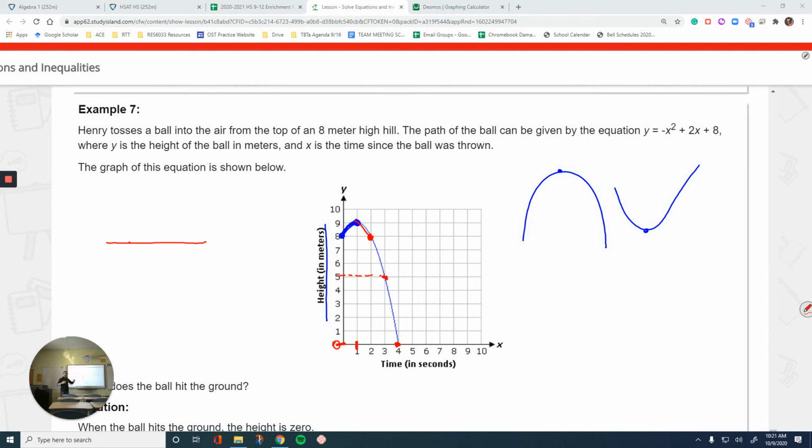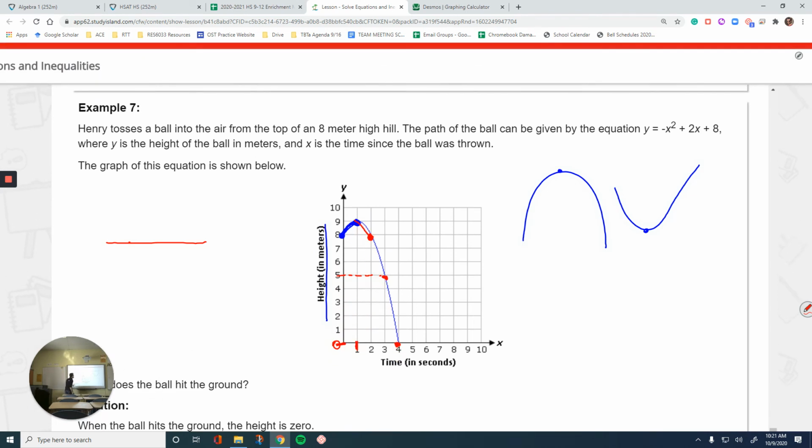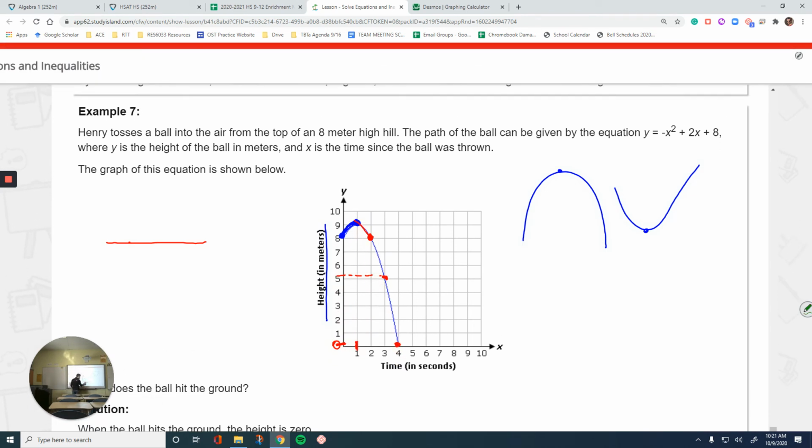Now let's read the question. Now that we talked about the graph that we see, the path of the ball can be given by the equation, blah, blah, blah. We don't care what it is. But y is the height of the ball in meters, and x is the time since the ball was thrown. The graph of this equation is shown below. When does the ball hit the ground? The ball hits the ground at this point. Look at the time stamp. It says 4 seconds. So after 4 seconds, the ball hits the ground. That would be the answer for this one.